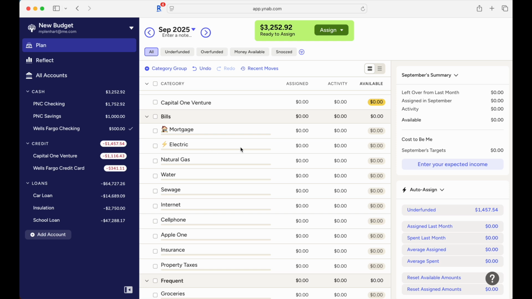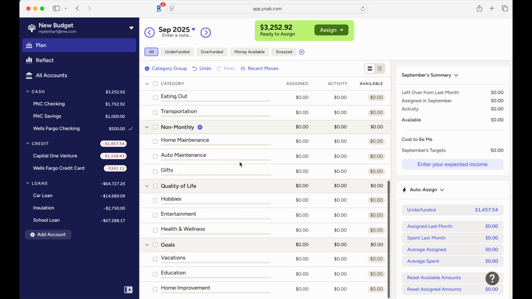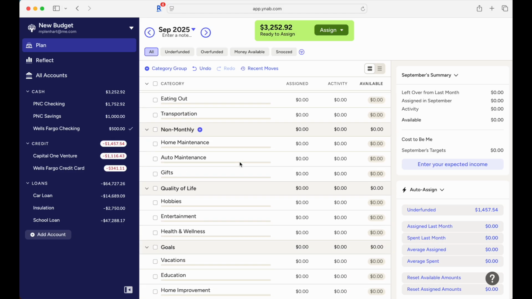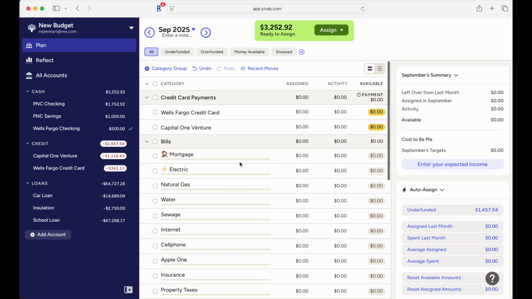That's really the process there, at least what we're doing for right now. We're just going to add categories to our budget in whatever groups we like. And we're going to do that until we feel confident that we've covered all of our monthly and yearly obligations that we have to pay. And then from there, we're going to start to assign money.